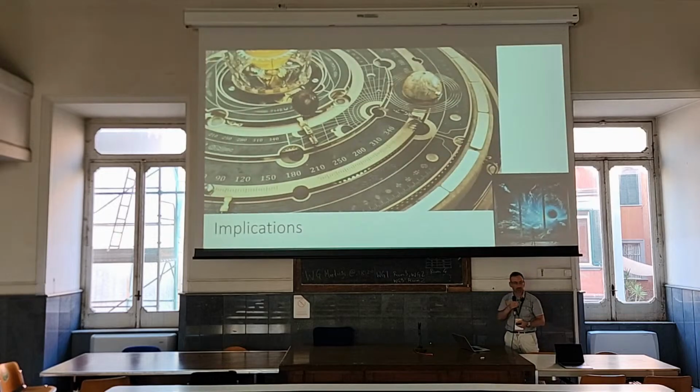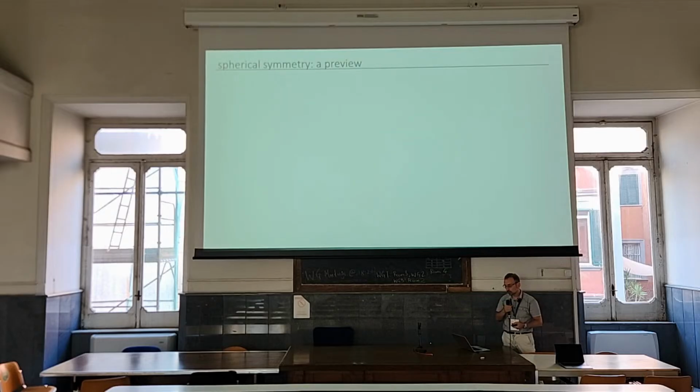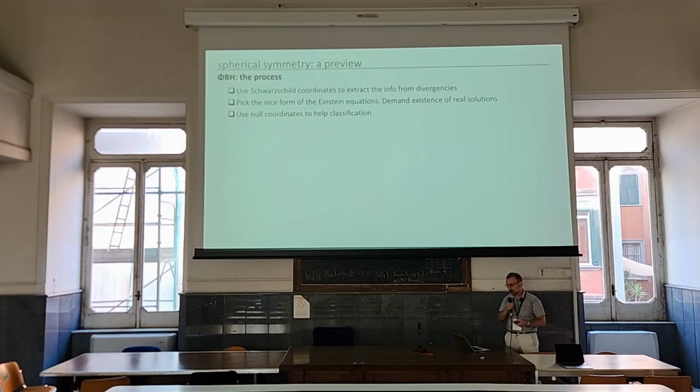Now let's look at some of the implications. Because the time might be short, I will start with a high-level description of the process and the conclusions. So in spherical symmetry, we use Schwarzschild coordinates precisely because they are bad. They allow us to get finite time. They give you all kinds of divergent quantities.